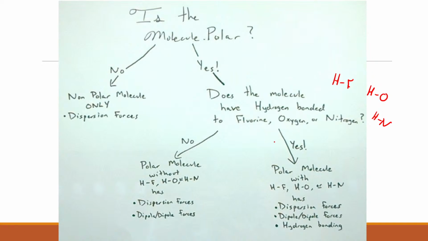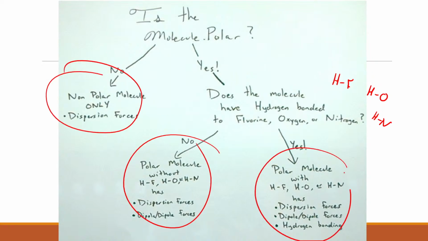If it does have HF, HO, or HN, it goes down here to a molecule that has dispersion, dipole-dipole, and hydrogen bonding. All three are present in polar molecules with H connected to F, H connected to O, or H connected to N. And so by asking those two questions, you can pretty immediately tell what category you fall into and what your intermolecular forces are going to be.